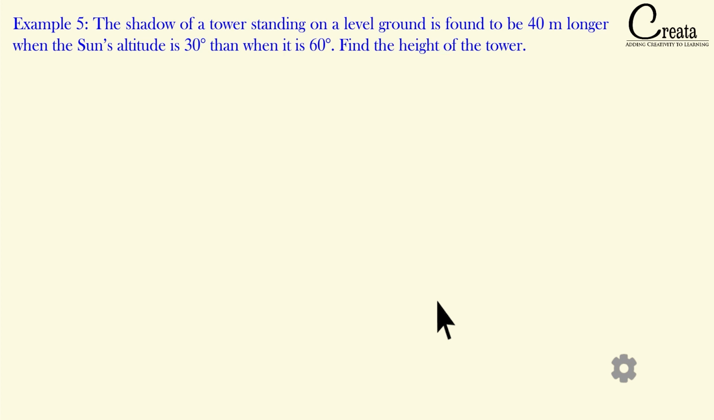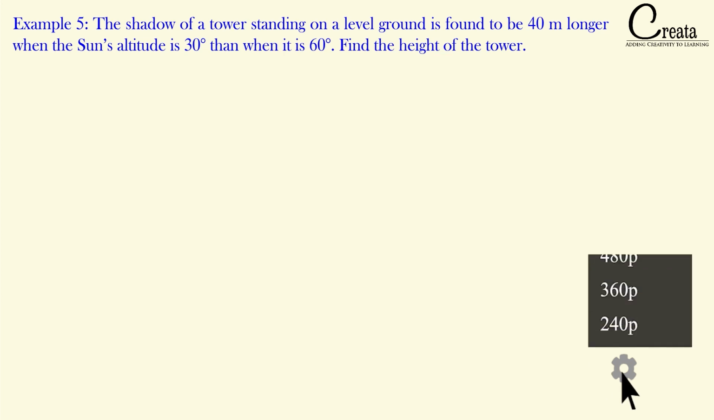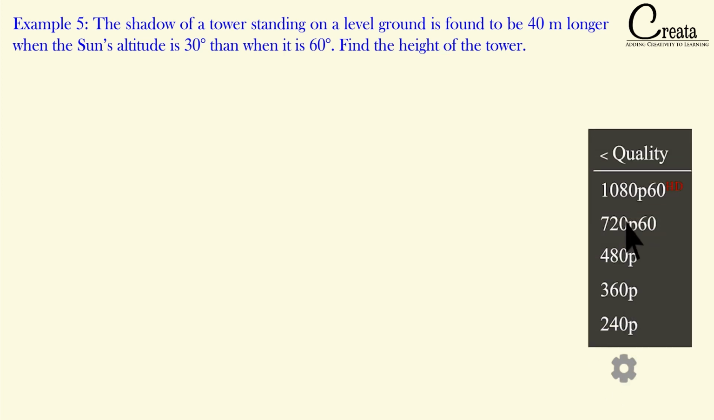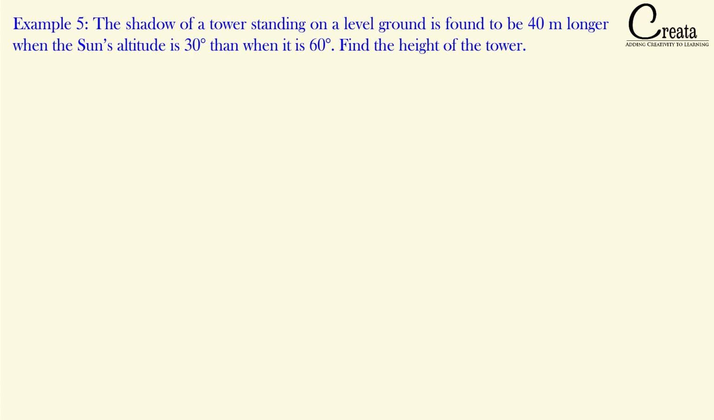The shadow of a tower standing on a level ground is found to be 40 meters longer when the sun's altitude is 30 degree than when it is 60 degree. Find the height of the tower. So let's observe this question. This question is talking about a shadow of a tower. So firstly, let's take a tower. Let's assume the height of the tower as AB. A is the top point and B is the bottom point. So this is a tower and this tower is casting a shadow.